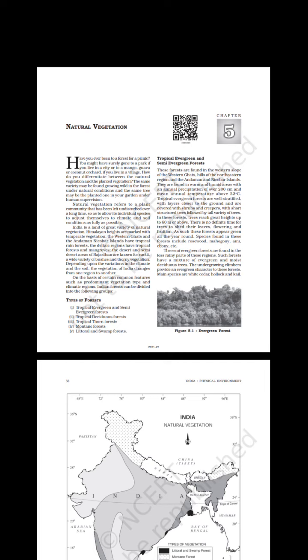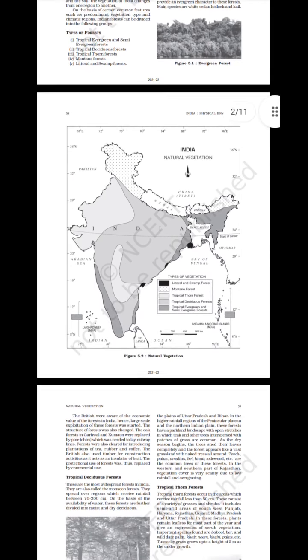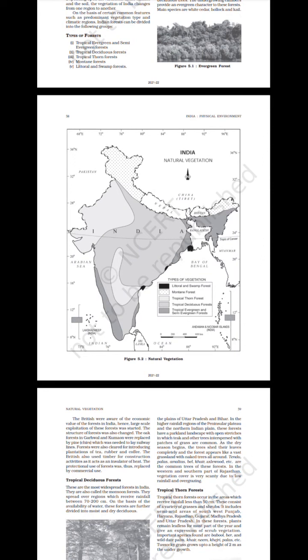The semi-evergreen forests are found in the less rainy parts of these regions. Such forests have a mixture of semi-evergreen and moist deciduous trees. The undergrowing climbers provide an evergreen character to these forests. Main species are white cedar, hollock, and kail. Take a look at Figure 5.2, Natural Vegetation.